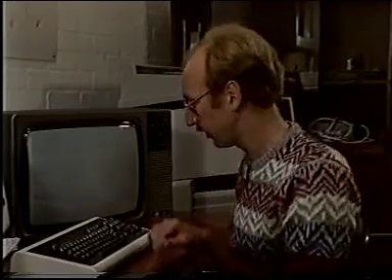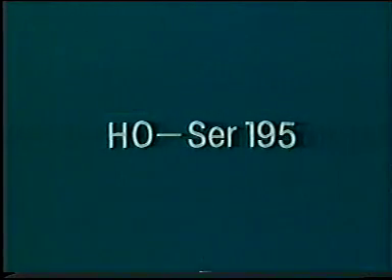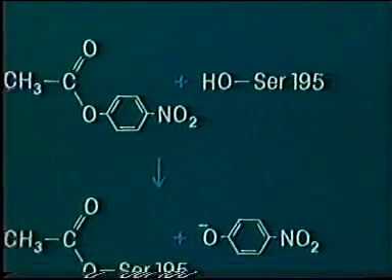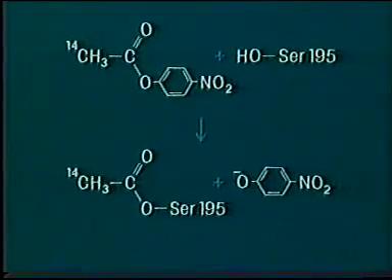By using carbon-14 labelled paranitrophenyl acetate, it's possible to generate a radioactive acyl enzyme. If this is carefully degraded, all the radioactivity is found to be associated with one amino acid, a serine amino acid, which is numbered the 195th in the sequence of amino acids in chymotrypsin. This contains an OH group, which reacts with the paranitrophenyl acetate in the second step to form the paranitrophenolate anion and the acyl enzyme. So the structure of our acyl enzyme intermediate is an ester of a serine amino acid.